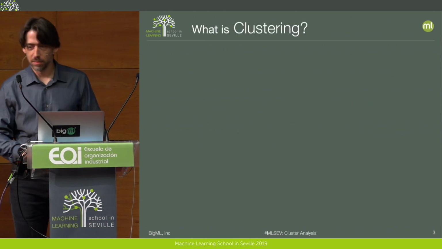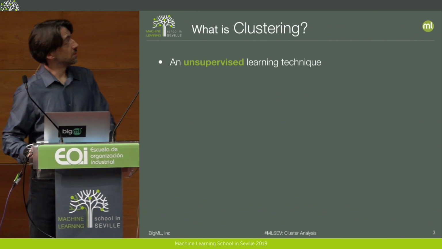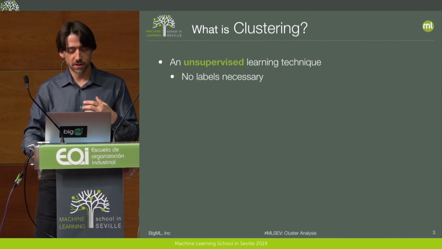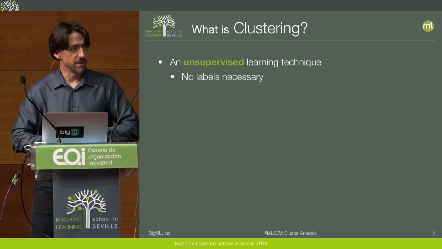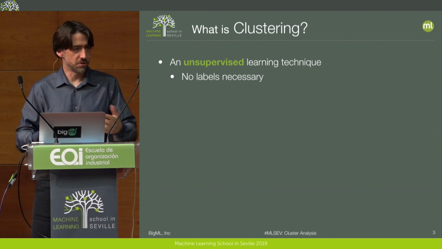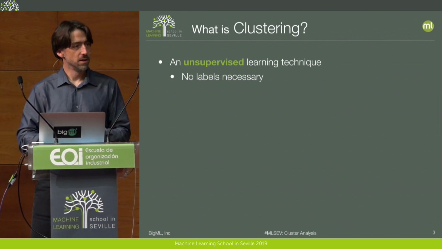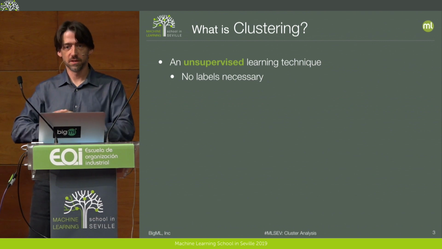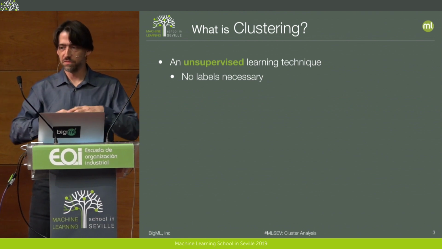So what is clustering? That's a great place to start, I think. As I mentioned, this is an unsupervised learning technique. There are no labels necessary. You can have labels, it's okay. You can cluster things with labels, but you don't have to have them anymore. So this idea where there's some column we're trying to predict, just forget all that. You can just have data.